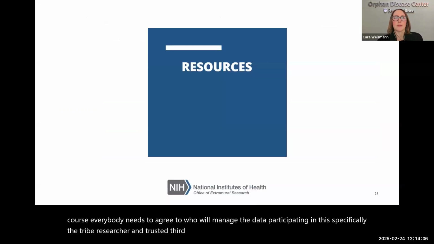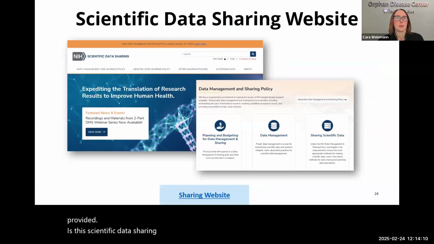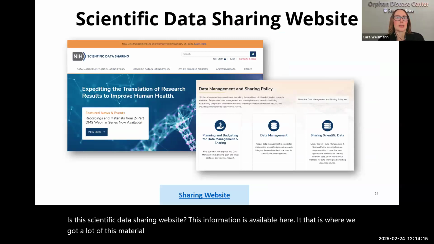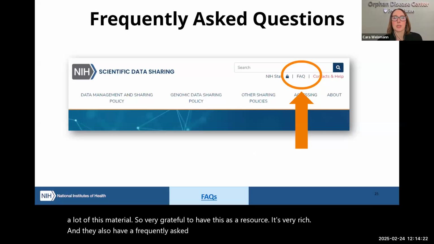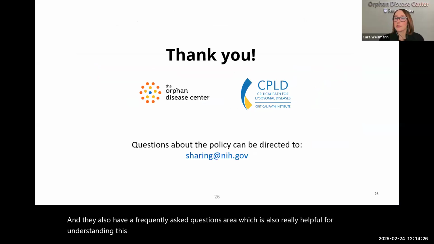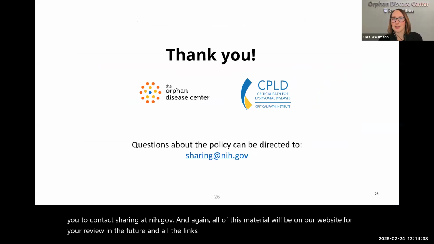Now, some resources that they provided is this scientific data sharing website. This information is available here. That is where we got a lot of this material, so very grateful to have this as a resource. It's very rich. And they also have a frequently asked questions area, which is also really helpful for understanding this policy. But in general, if you have any specific questions, they encourage you to contact sharing@nih.gov. And again, all of this material will be on our website for your review in the future, and all the links associated with this presentation.